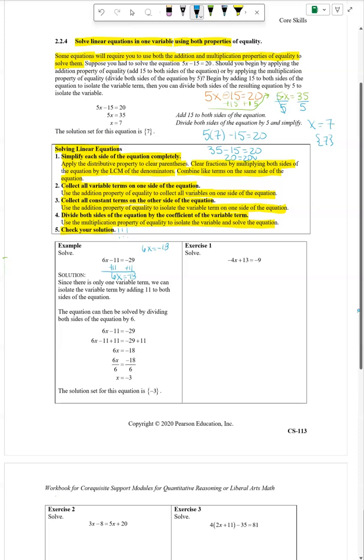Now we want x by himself. This is multiplication, so we're going to divide by 6, but what you do on one side, you have to do on the other. These cancel, leaving us with x equals negative 3. Real quick, we can check that: 6 times negative 3 minus 11 equals negative 29. That gives us negative 18 minus 11 equals negative 29. Negative 29 equals negative 29. Yep, so negative 3.